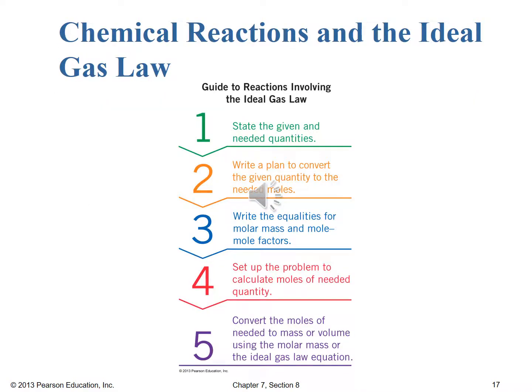Now I know exactly what you're thinking, and it's that everything's been too easy up until now, right? So let's complicate things a little bit, and let's deal with chemical reactions in the ideal gas law. So now we're up to 5 steps here. The first step is still the same, stating those given and needed quantities. The second step is similar to what we just did, where we're writing our plan to find moles. Then the third step is going to involve those equalities for molar mass or mole factors, depending on the specifics of the reaction and the information given.